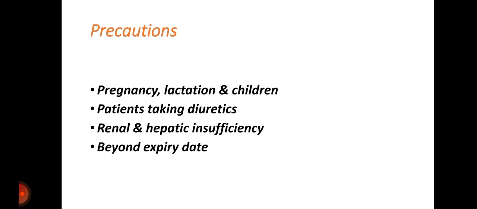Precautions: tetracycline is contraindicated in pregnancy, lactation, and in children. It should be avoided in patients taking diuretics because blood urea may rise in such patients. It should be used cautiously in renal and hepatic insufficiency. Preparations should never be used beyond their expiry date, which will lead to Fanconi syndrome. Okay.